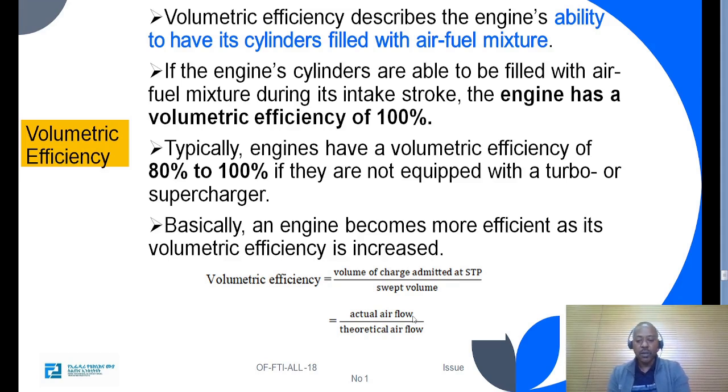Basically, an engine becomes more efficient as its volumetric efficiency increases. We can calculate volumetric efficiency by using the following equation: volumetric efficiency is equal to volume of charge at metered conditions divided by swept volume, or actual airflow divided by theoretical airflow. So we can calculate it with either of the two equations.